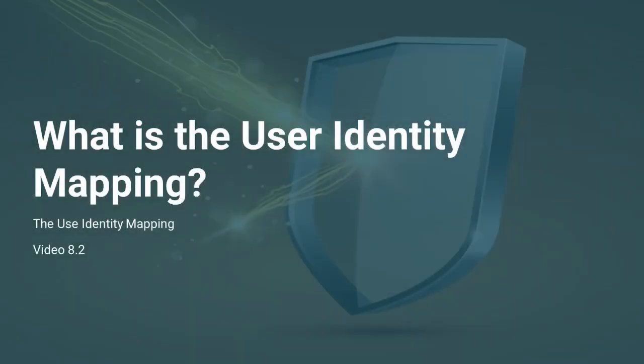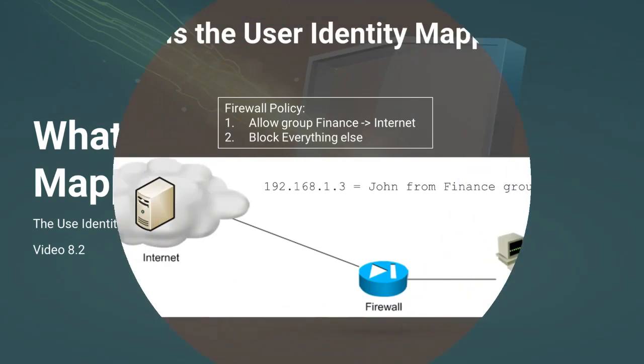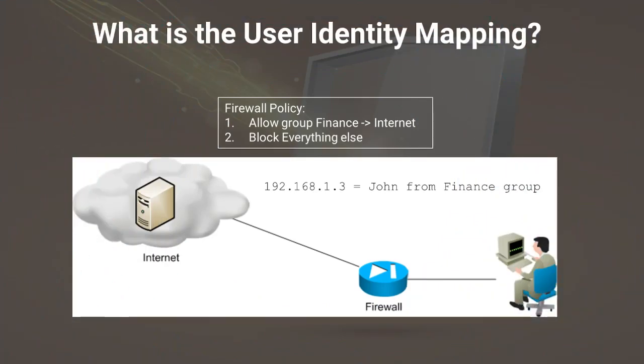Okay, so what is user identity mapping? It's a capability of a firewall to use usernames or user groups, such as in this example the finance group from Active Directory, instead of the IP addresses as the source IP addresses of our clients. Why is this useful?